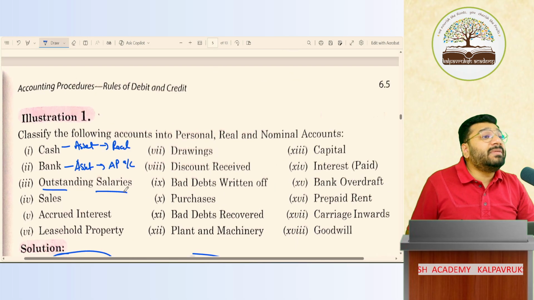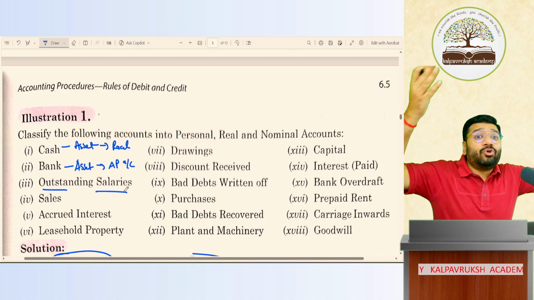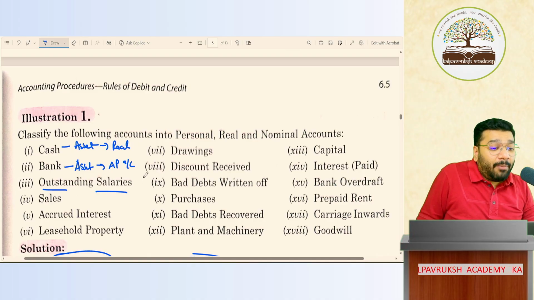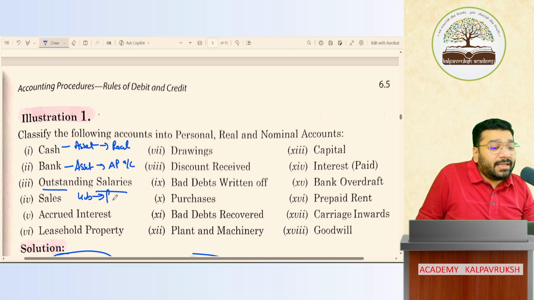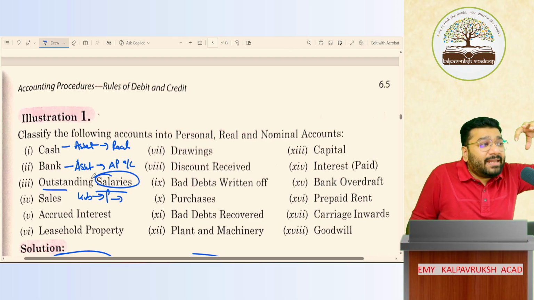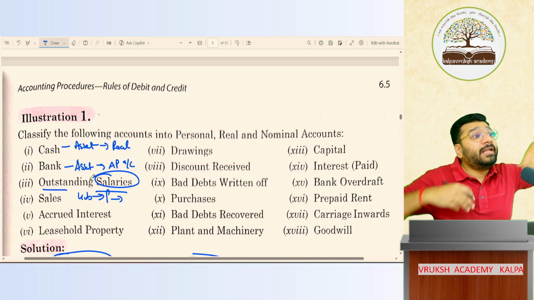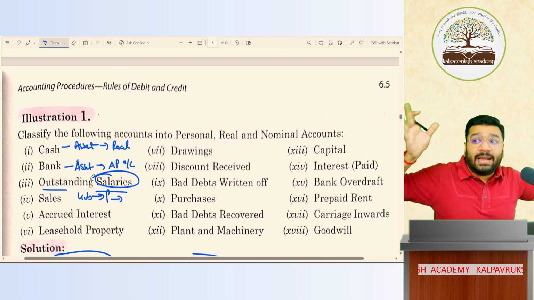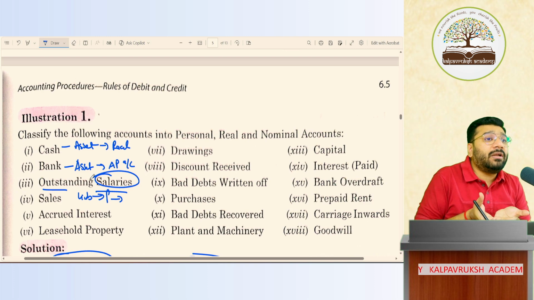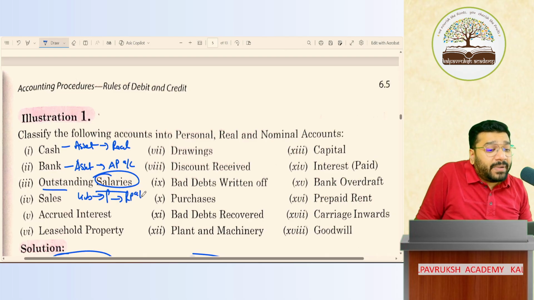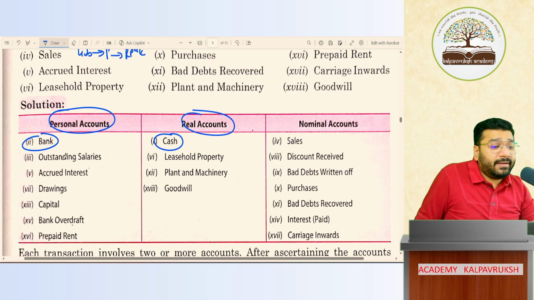Outstanding salary. Outstanding means what? Yet to pay salary, not yet paid. When will I pay? In future. Anything that I pay in future is liability. So this is liability. All the liabilities will go to personal account. In person, this outstanding salary represents a group of people. If I have not paid salary, it's not paid to one person, it is not paid to any one employee. In an organization, if there are multiple people, those are called representatives of salaries. Got it? Not got it? So this is representative personal account. Outstanding salaries, representative personal account. Got it? Not got it? Personal account.